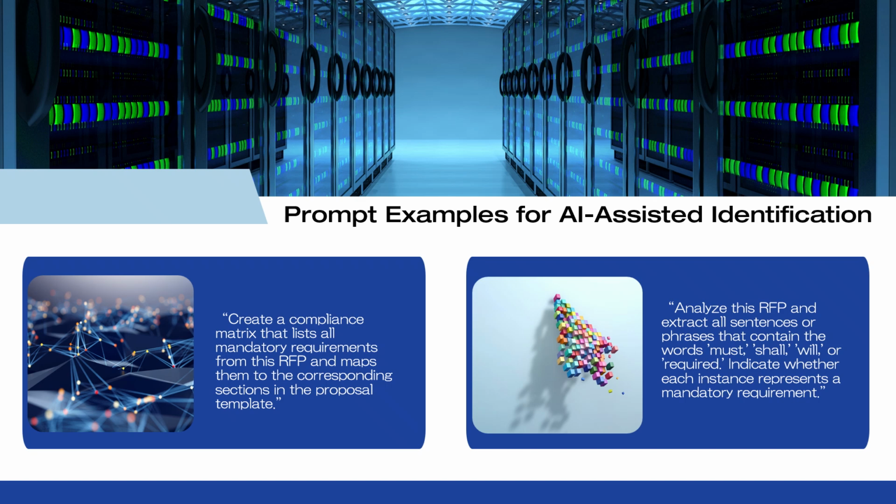Prompt examples for AI-assisted identification. These are examples of how you might instruct an AI tool to find requirements. Notice the specific language. Create a compliance matrix that lists all mandatory requirements from this RFP and maps them to the corresponding sections in the proposal template. And another one: Analyze this RFP and extract all sentences or phrases that contain the words must, shall, will, or required. Indicate whether each instance represents a mandatory requirement.